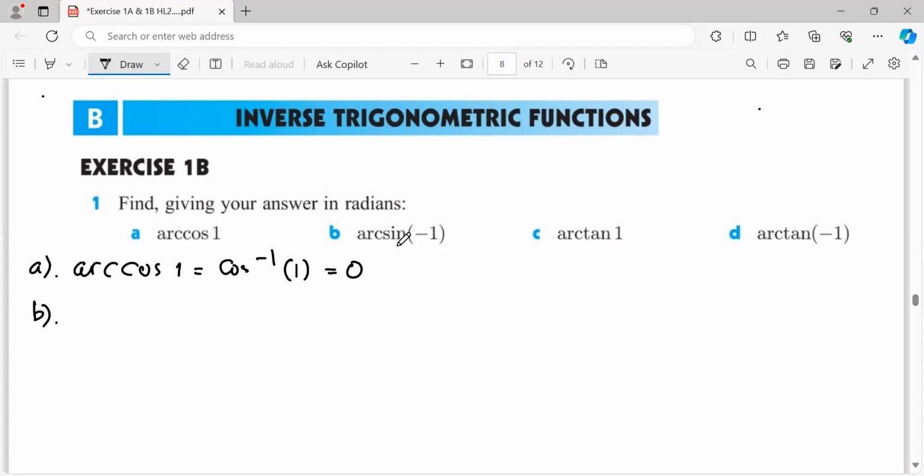B, this one. Arcsine negative 1 means inverse sine of negative 1. So we should find sine of how much equals negative 1. Of course, sine of minus pi half. See?